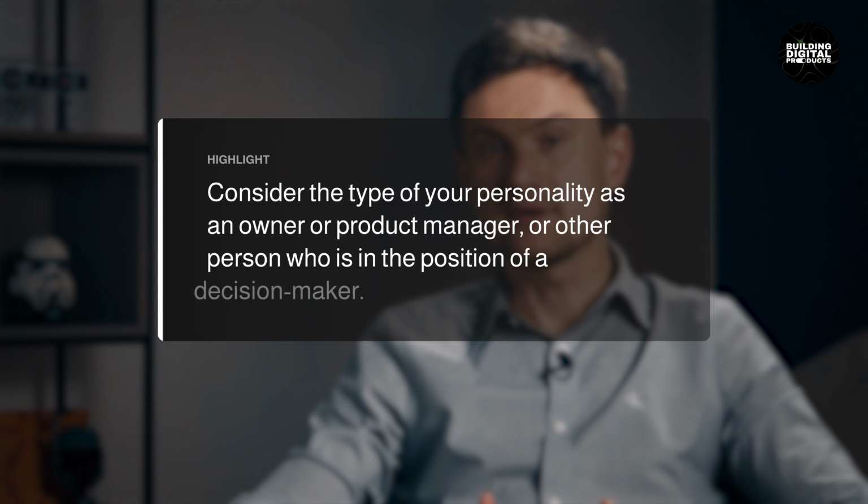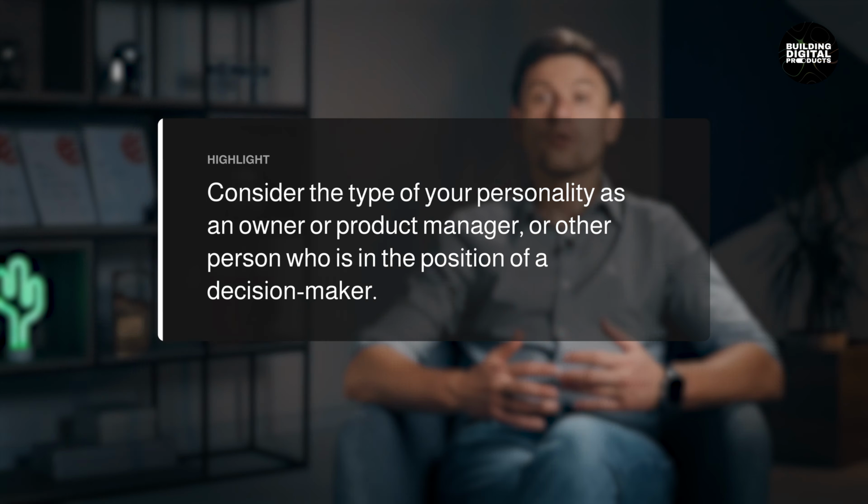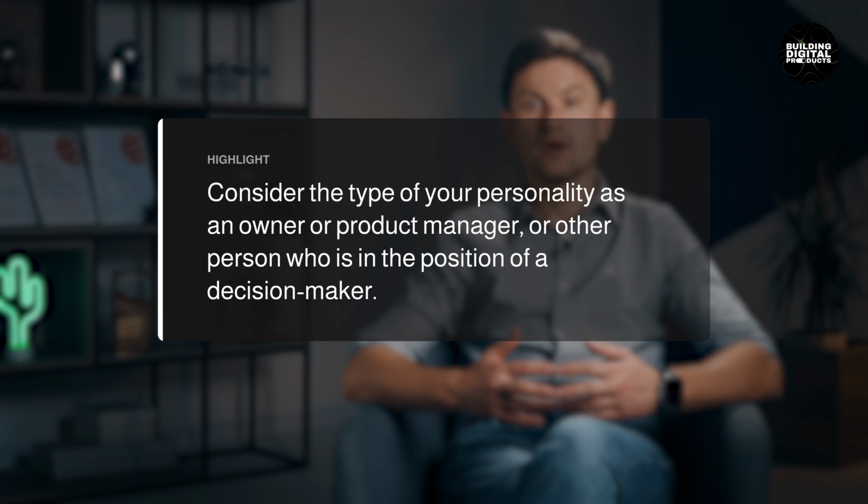Before choosing the tech stack, you need to consider a few things. And the very first of them is the type of your personality as an owner or product manager, or other person who is in the position of the decision maker. Some people are well versed in the technologies and all these kinds of areas. Others are better at creativity, and getting on with the tech words is difficult for them.